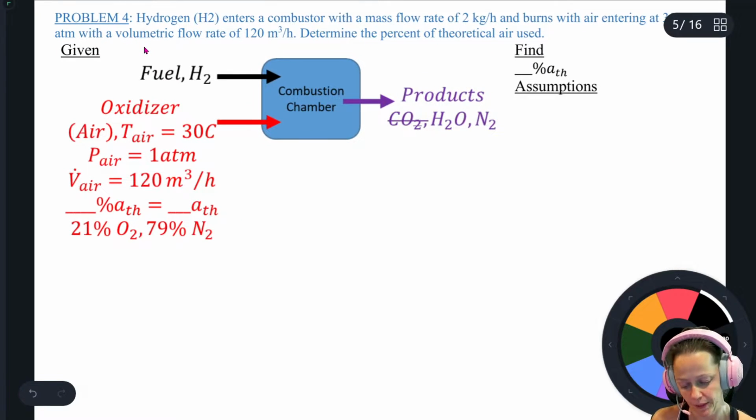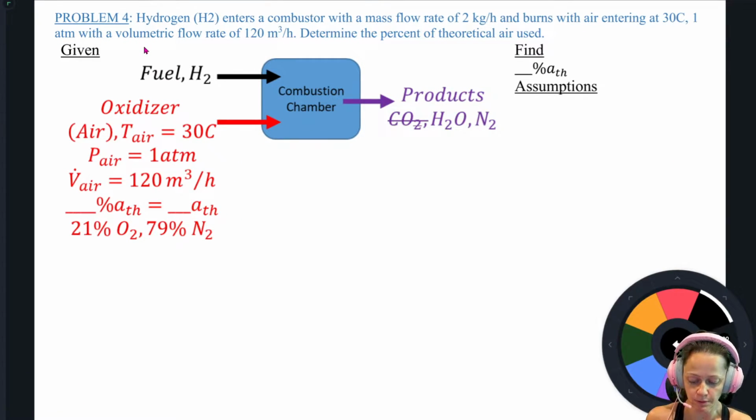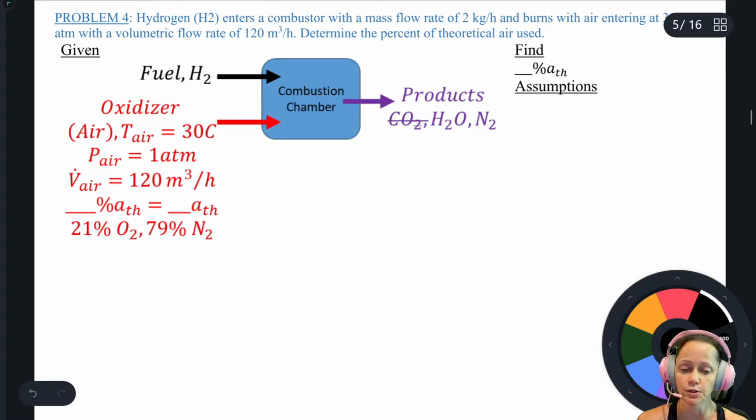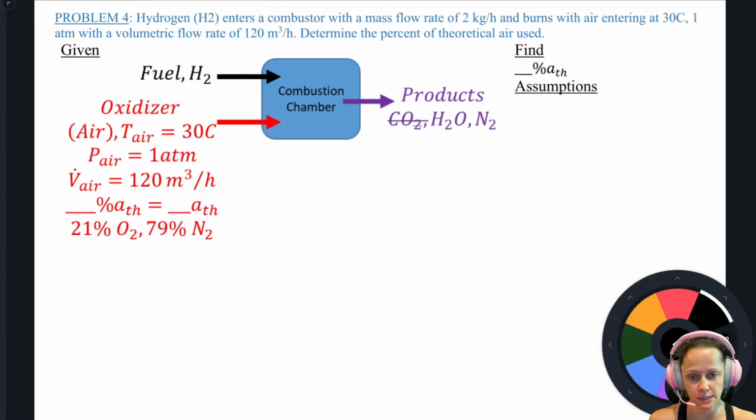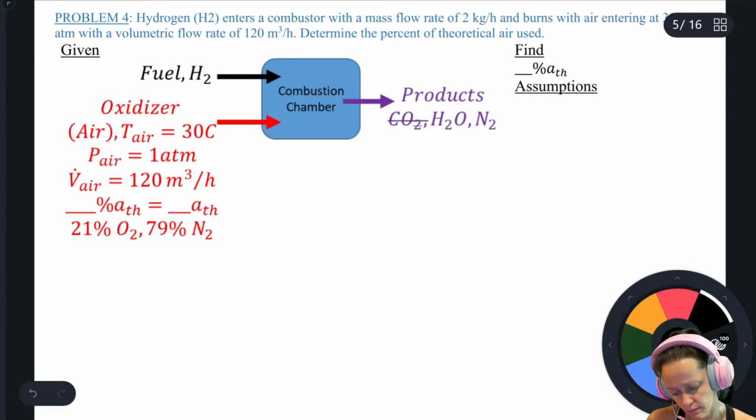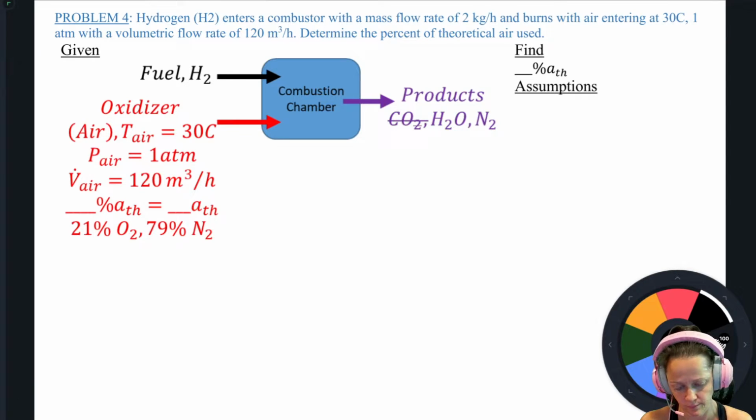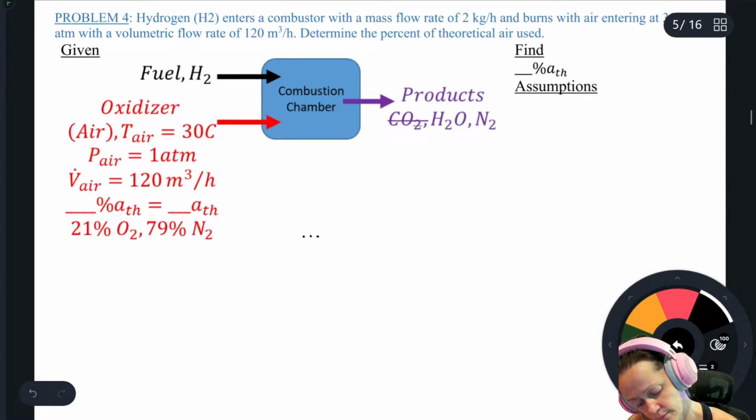All right. So problem 4, we have hydrogen. So not a hydrocarbon fuel, just pure hydrogen enters a combustion chamber, combustor, with a mass flow rate of 2 kilograms per hour, and burns with air entering at 30 degrees Celsius. So okay, let's figure this guy out. Let's come back to him.